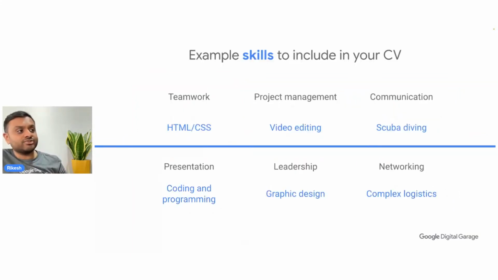Now you can see other examples of skills. So you can see the soft skills, which are in grey here: teamwork, project management, networking, presentation as well. And then you've got examples of your hard skills and digital skills, such as coding, programming, and graphic design as well. So that's something to consider, and that's something that we want to showcase and highlight within our CV document.